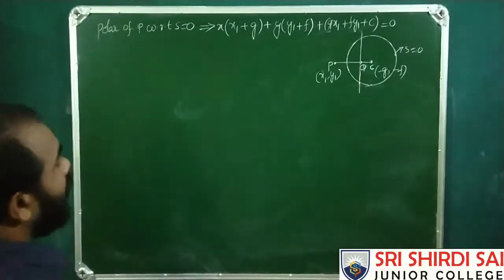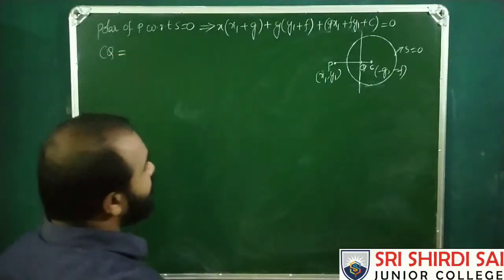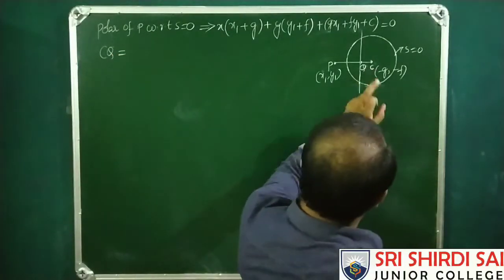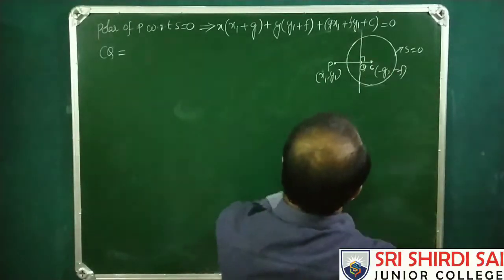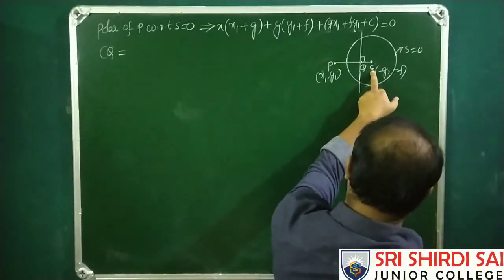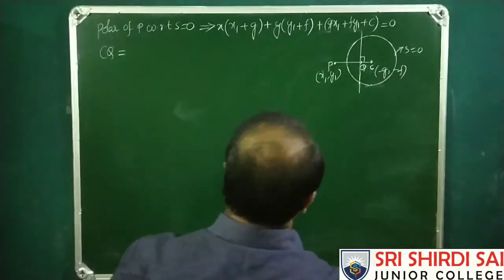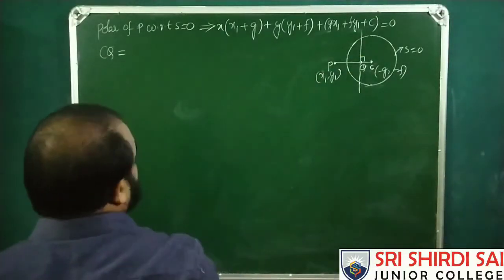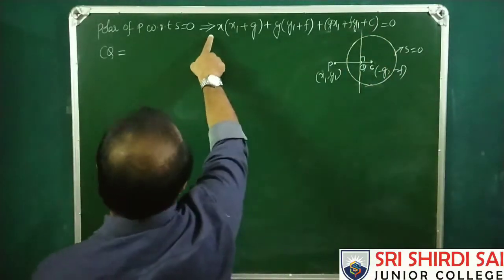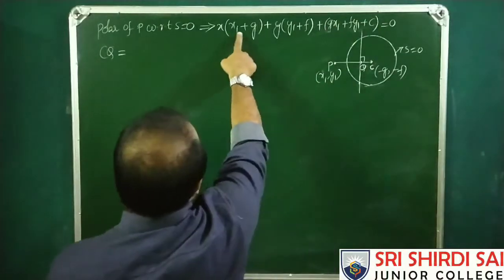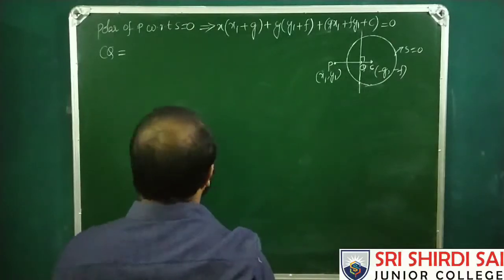Now, CQ is the perpendicular distance from the center to the polar PQ. So the polar of P, that means minus g minus f, and what is the polar of P? S1 equals to 0. This we have rearranged before. x into x1 plus g, it is of the form ax plus by plus c equals to 0.